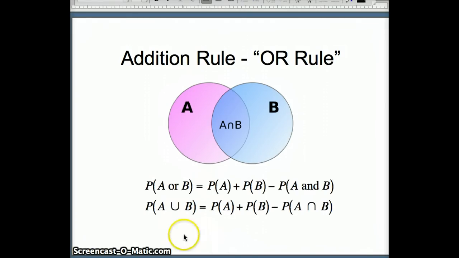And here's our basic rule. The probability of A or B requires us to include the probability of A plus the probability of B, but you will notice we included A and B twice, so we have to throw that out because it's been double counted. So our general rule, probability of A or B, probability of A plus the probability of B, minus the probability of A and B, and here's an equivalent version of that rule using set notation.